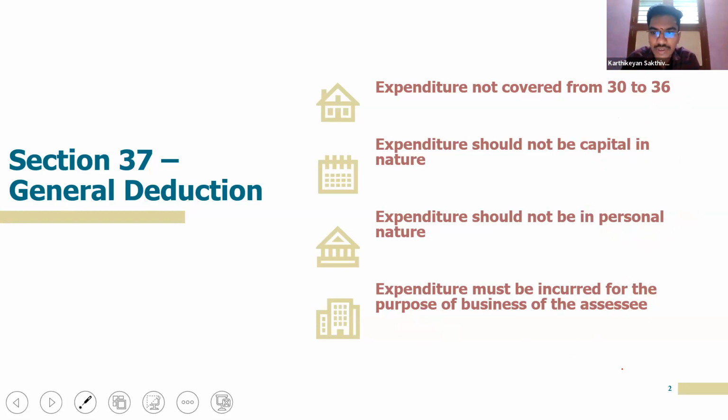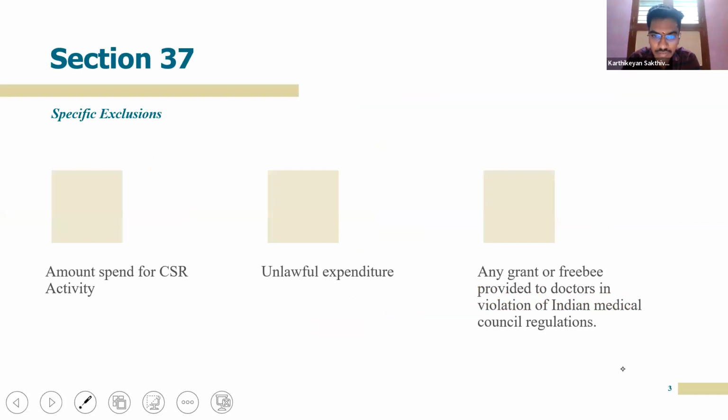In total, 4 conditions must be satisfied. First, it should not be in the nature of section 30 to 36. Second, it should not be capital in nature. Third, it should not be personal in nature. Fourth, it should be incurred for the purpose of business of the assessee, right?